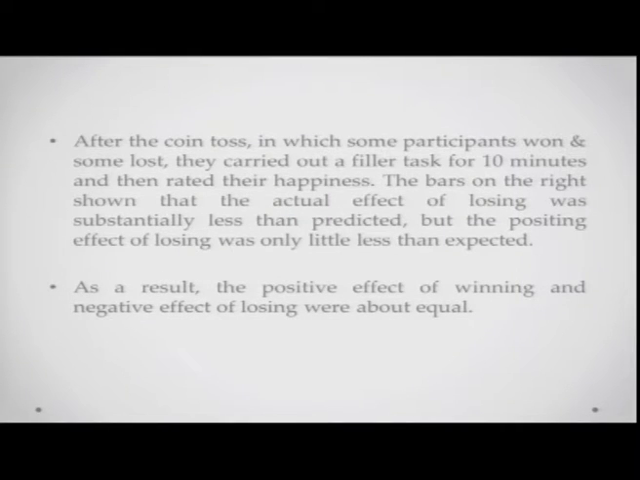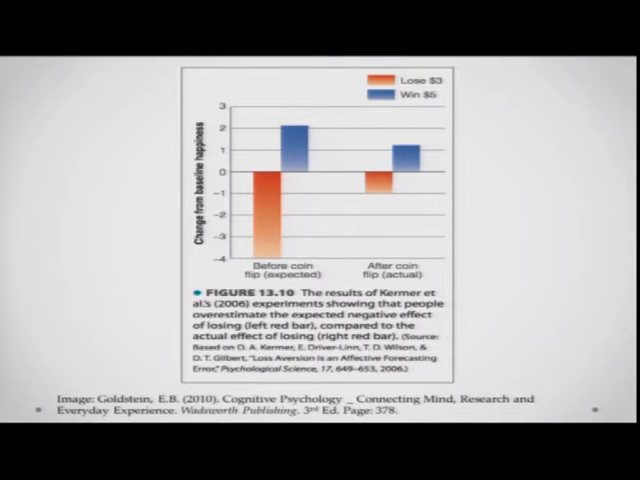After the coin toss has happened, in which some participants won and some lost, they carried out a filler task for 10 minutes and then they were asked to rate their happiness once again. The bars on the right side here show that they actually did feel more positive on winning $5, and they felt much less negative as compared to what they had estimated before the coin toss. They felt much less negative about losing $3 now.